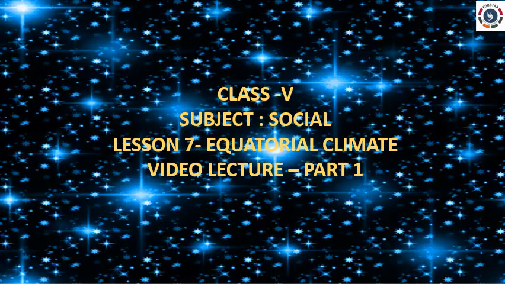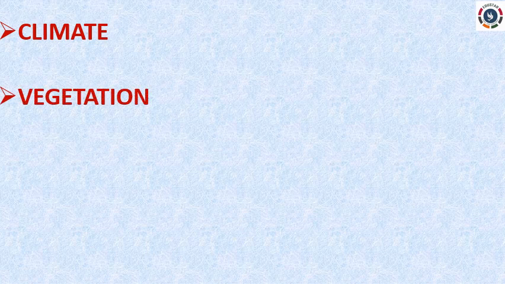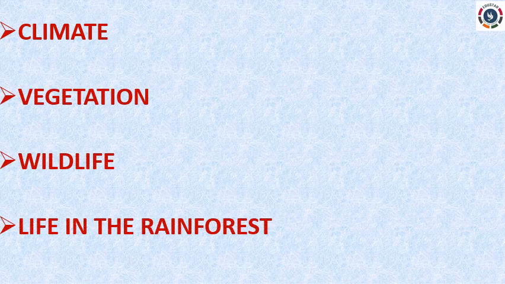You are watching Class 5 Social Lesson 7 Equatorial Climate Part 1. In this lesson, you are going to learn about climate, vegetation, wildlife, life in the rainforest.